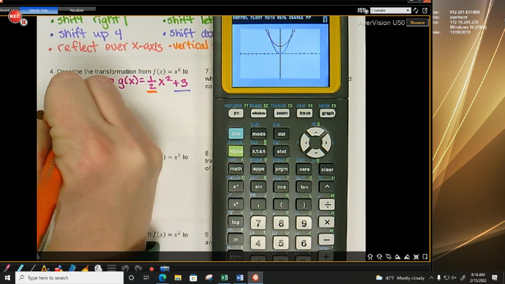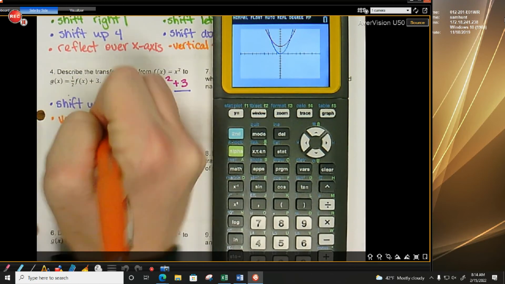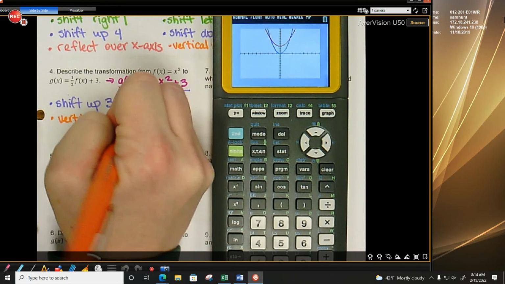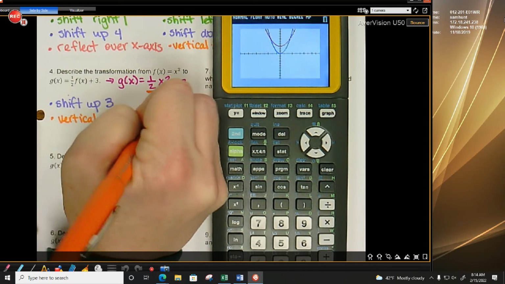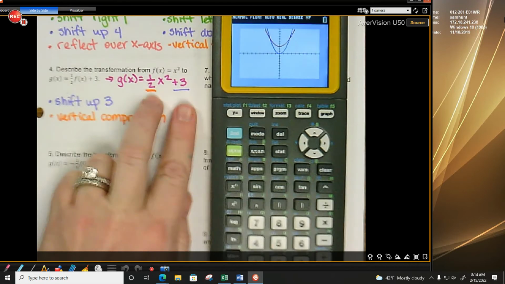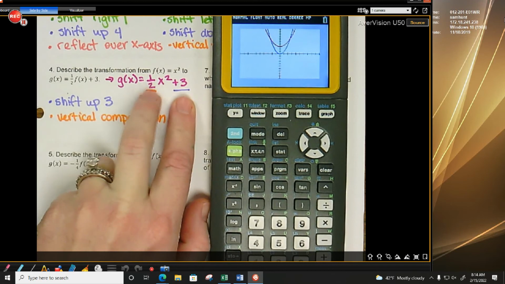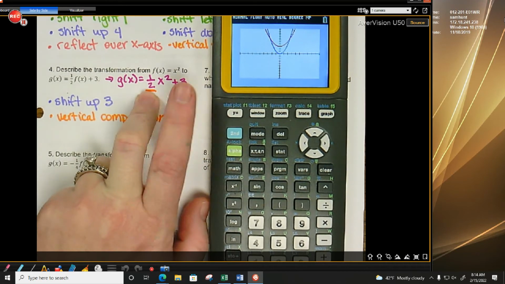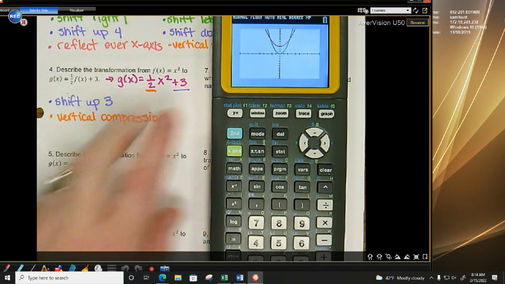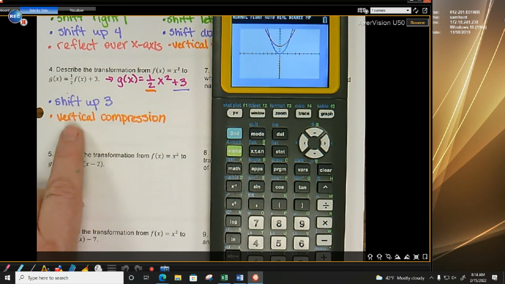Looking at your new equation, the 1/2 affected it by vertically compressing it. The 3 affected it by shifting it up. Did I put both of those? Are there any other changes in the equation? Those are the only two changes to my graph then. Done. Good?